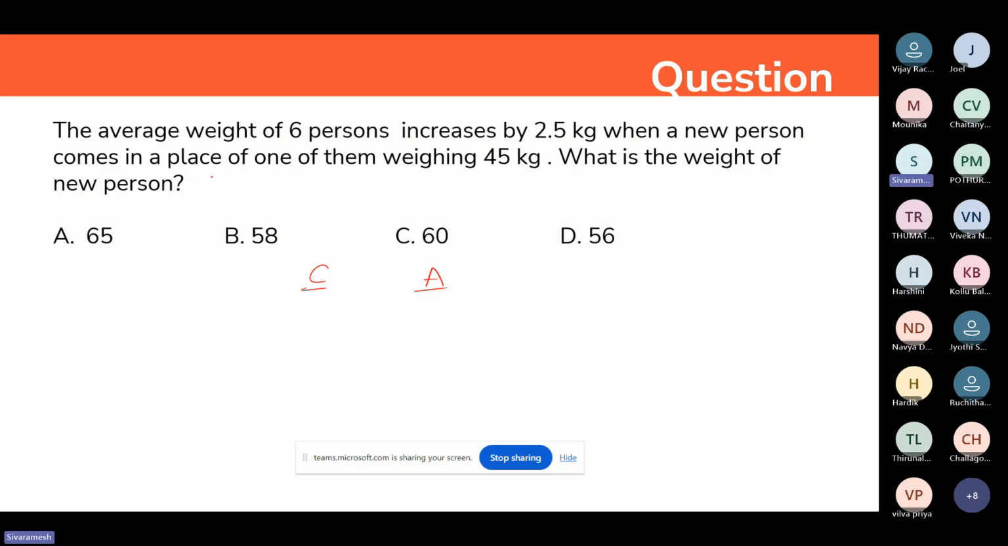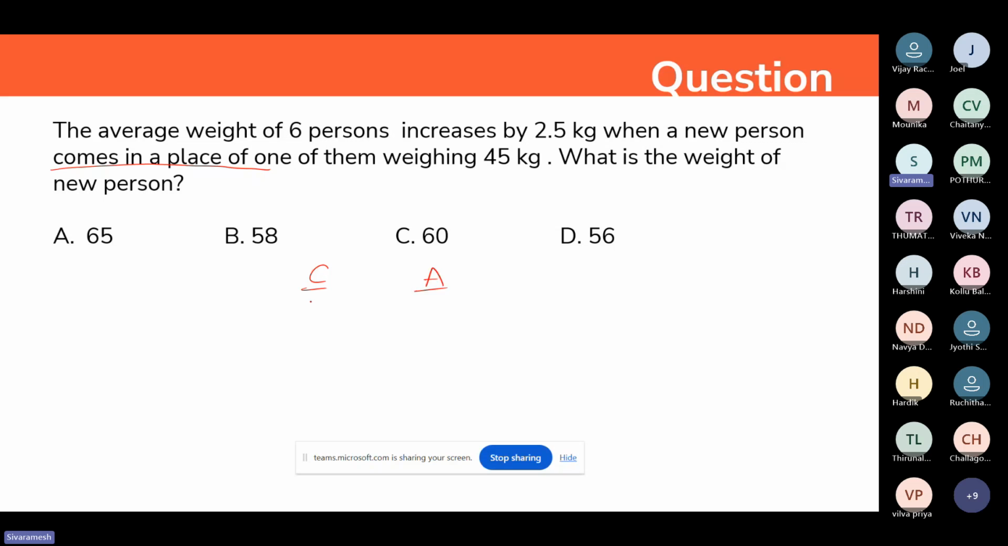The count. Okay, the average weight of 6 persons increases by 2.5 kg when a new person comes in place of one of them weighing 45 kg. Here in the statement itself, you have to understand that the person is not getting added or removed. Here the person is getting replaced, because they are mentioning the new person and the old person. Obviously, you need to understand the logic. The person is getting replaced. Now, the average weight of 6 persons is increased by 2.5 kg.